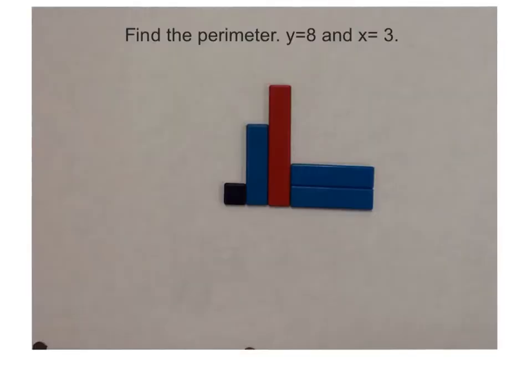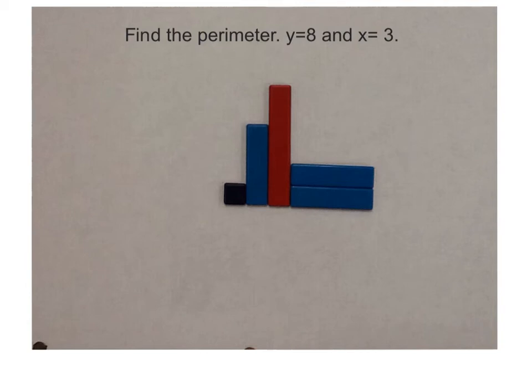Okay, here we have another figure. We're going to find the perimeter. This time we're going to give that perimeter a number because we know the values of the variables. Y is equal to 8 and x equals 3. So pause your video, label the sides, and then add up the perimeter.